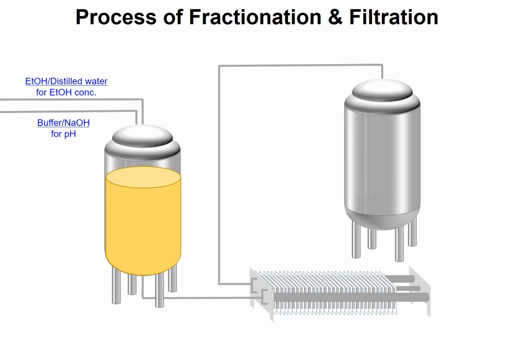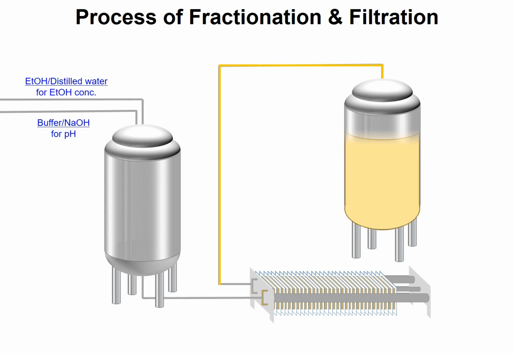The fractionation process of albumin and immunoglobulin is performed by adjusting the pH and ethanol concentration required at each fraction step. Adjustment of pH is performed by addition of buffer or NaOH. And adjustment of ethanol concentration is performed by addition of ethanol or distilled water. The supernatant and the precipitate are separated by filtration. And the supernatant is transferred to another reaction tank for the further fraction step.